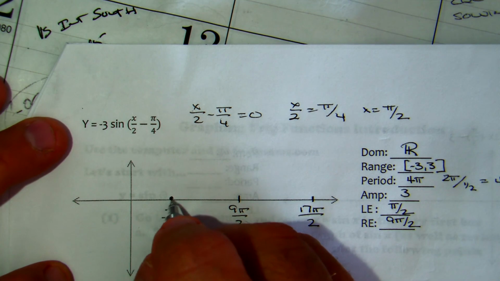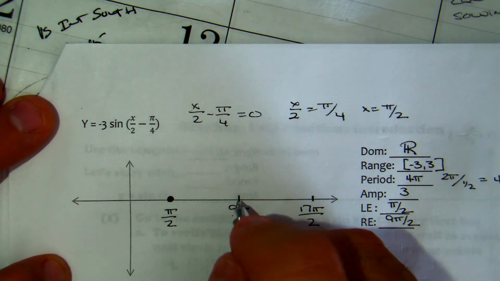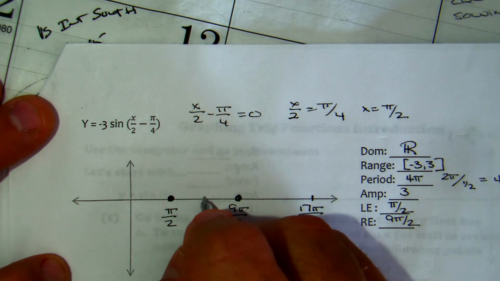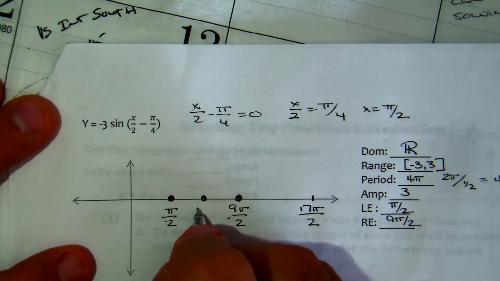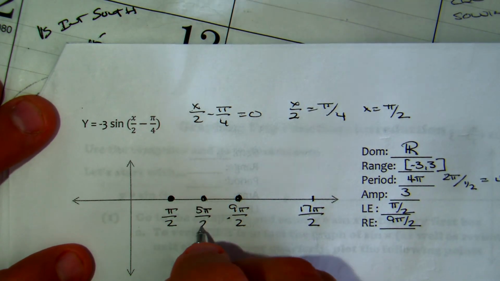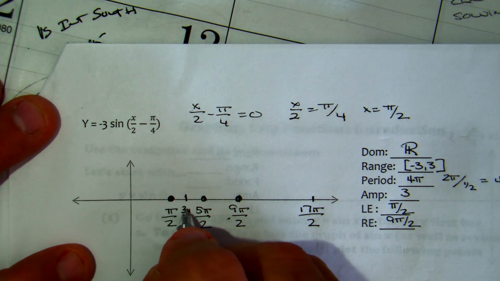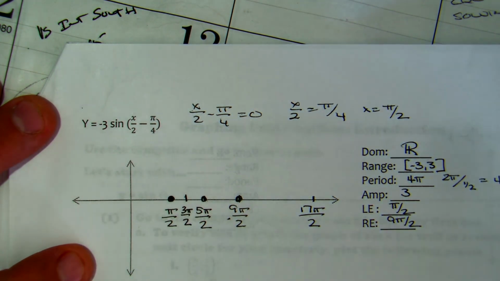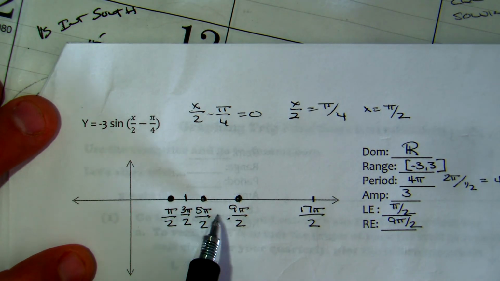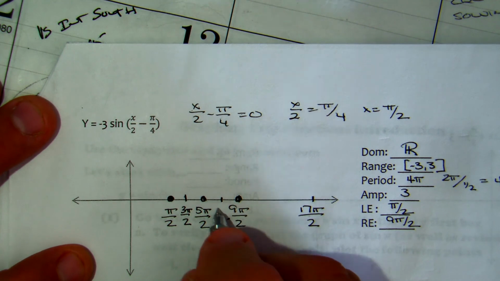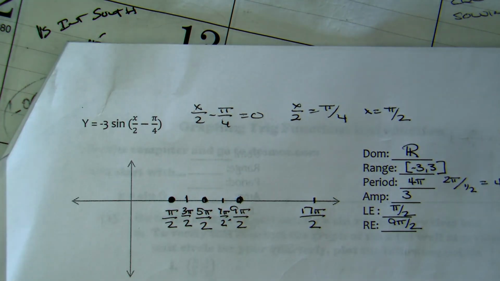Sine starts at 0, doesn't matter what the amplitude is, as long as there's no vertical shift. Ends at 0. Halfway would also be at 0. 1 pi plus 9 pi is 10 pi. Half of that is 5 pi. 1 pi plus 5 pi is 6 pi. Half of that is 3 pi. Then you can do the same thing there, or use patterns. 1, 3, 5, blank, 9. 7's missing. So that one's 7 pi over 2. It's up to you how you want to do it.